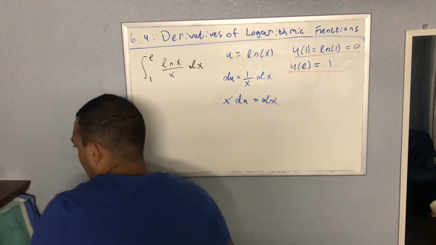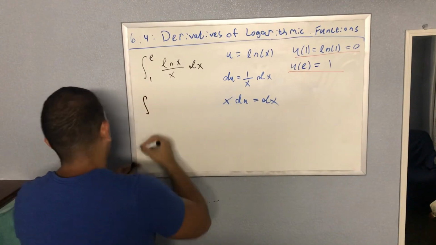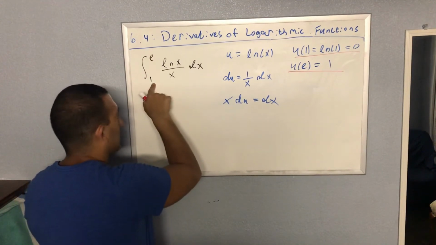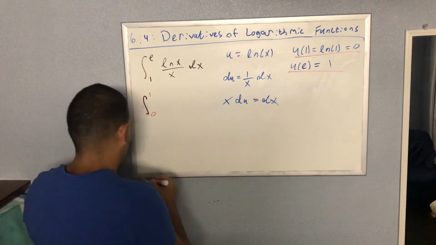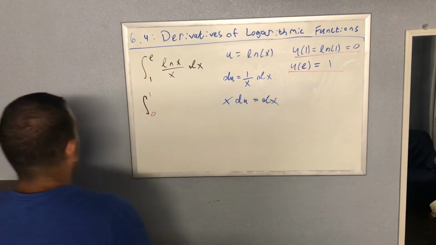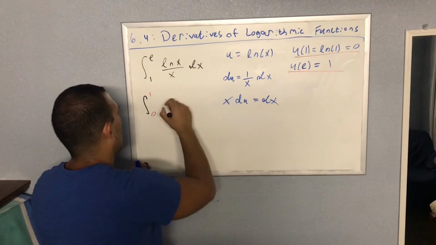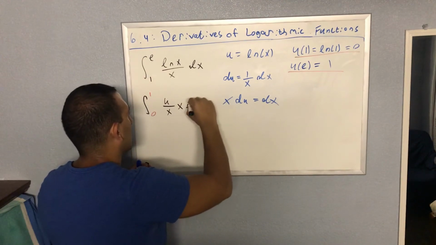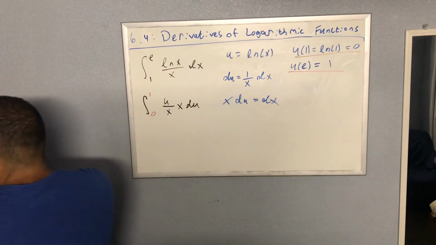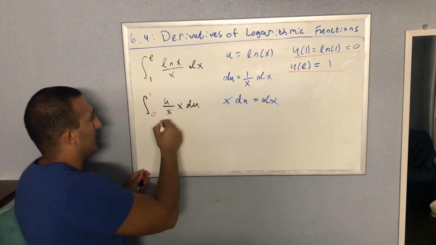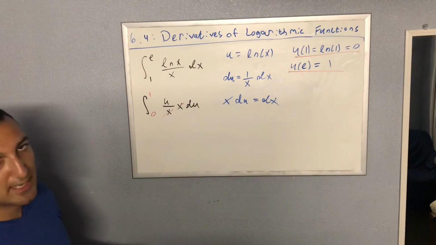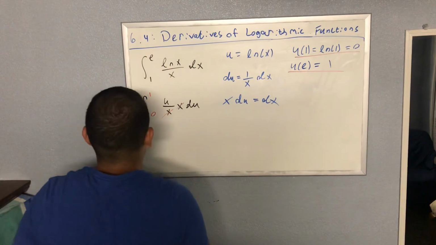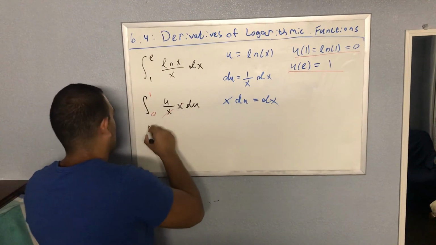Okay, when we do that with the new limits of integration, when we stuck this in, we got 0. When we stuck that in, we got 1. And then ln of x was u, and then x stays. But now the new dx is x du, and look how nice that works out. Because now these cancel, which is exactly what we wanted. So now we're just left with a much more boring looking thing, but that's good. Boring is good. It means you can do it.